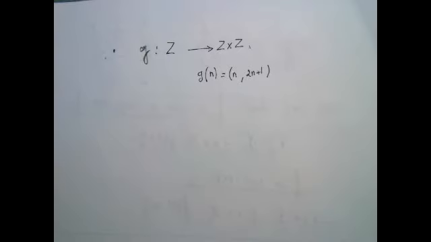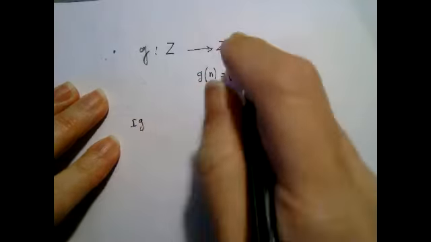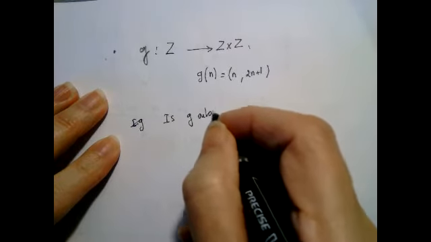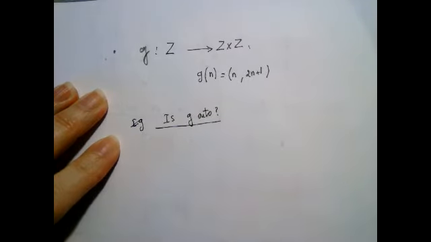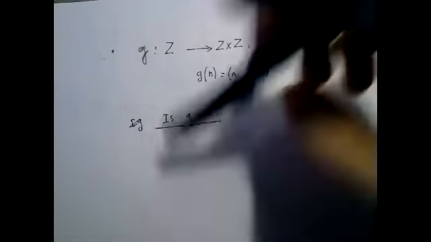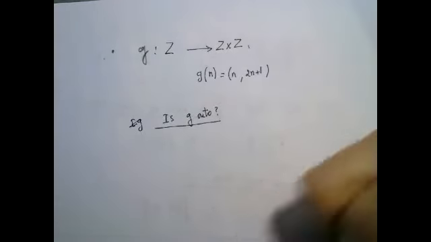What do you think? So my question to you is, is G onto? Means, are we going to hit every ordered pair? Anyone? So I give you any ordered pair here. Anyone? Do you think I can always find an input?